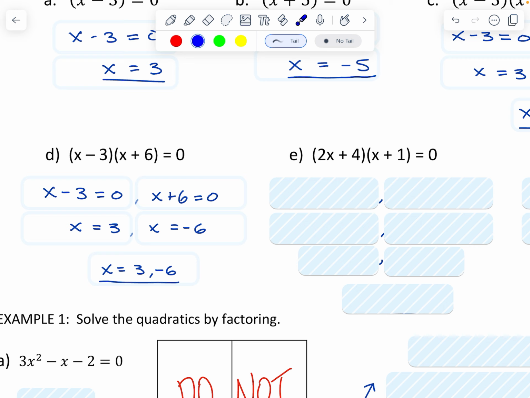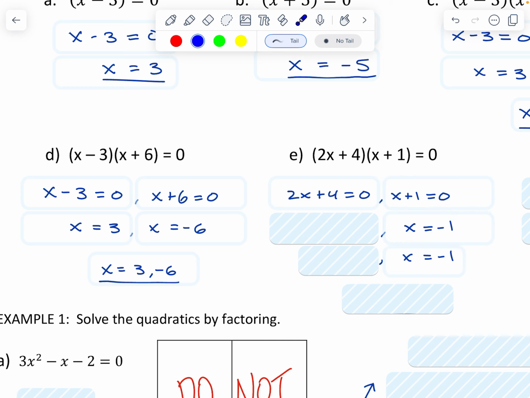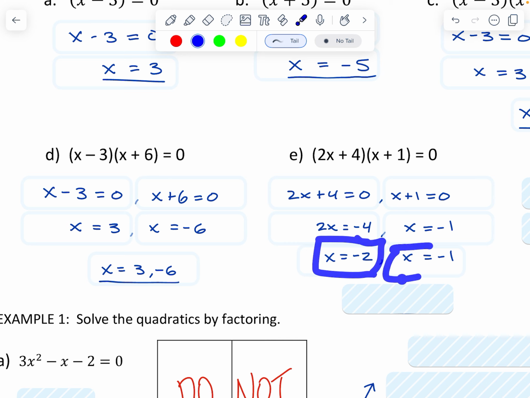Over here for problem E, same thing. I have 2x plus 4 is equal to 0, and x plus 1 is equal to 0. And I'm just solving for x for both of these. Here, we're going to have a one-step. You just subtract the 1, x is equal to negative 1. Here, we're going to have a two-step. I first need to take care of that addition. How do we take care of addition? We subtract. And then I have 2 times x. To get rid of multiplication, I divide. Divide both sides by 2, and I get x is equal to negative 2, x is equal to negative 1, and those are my two solutions.